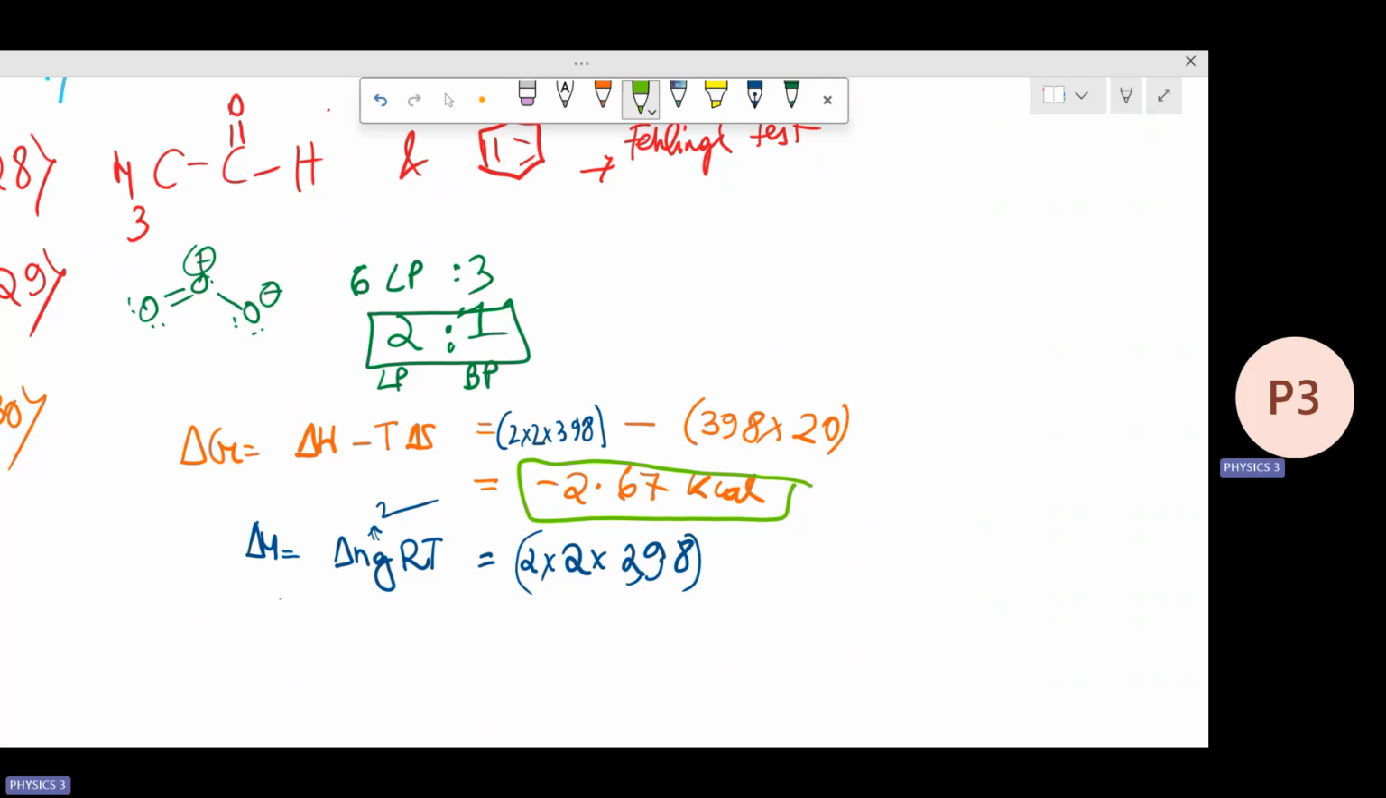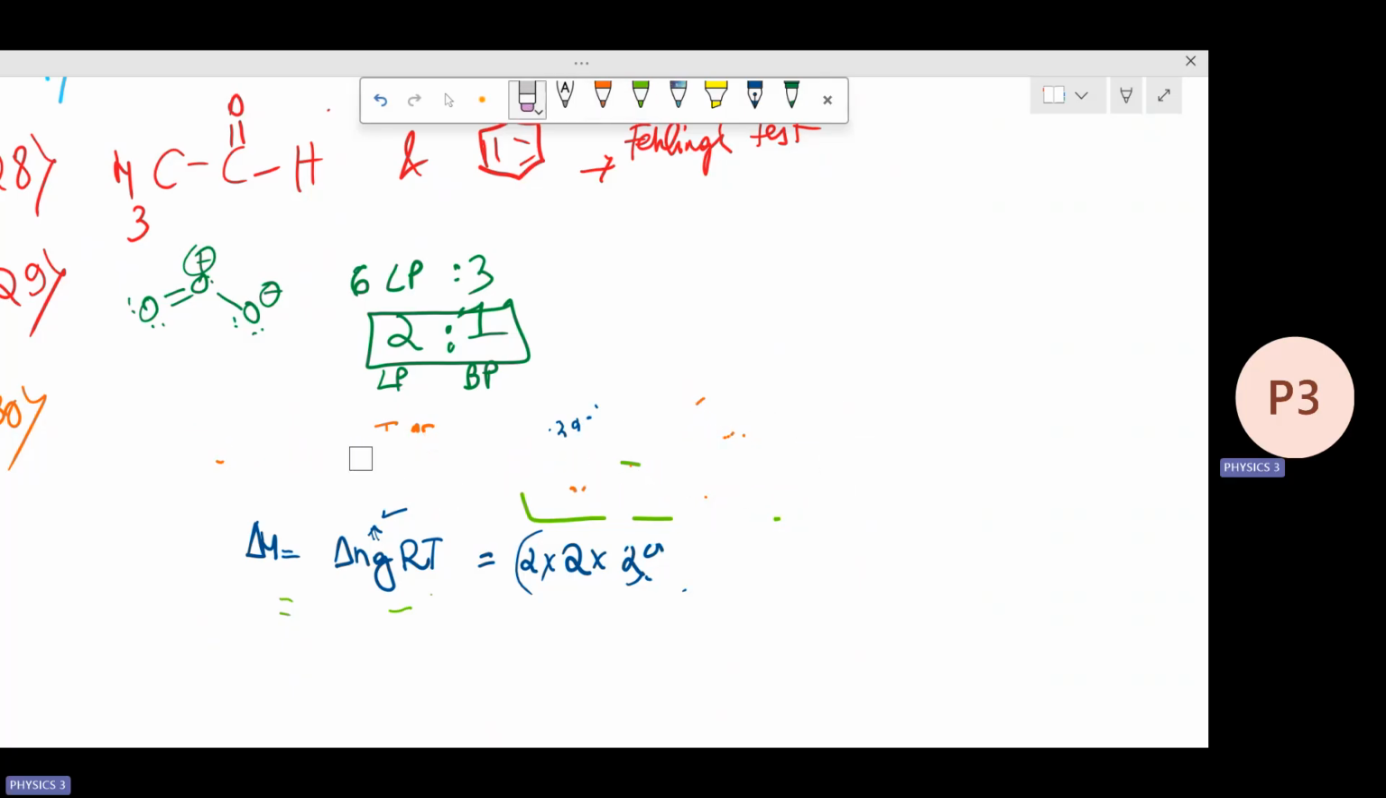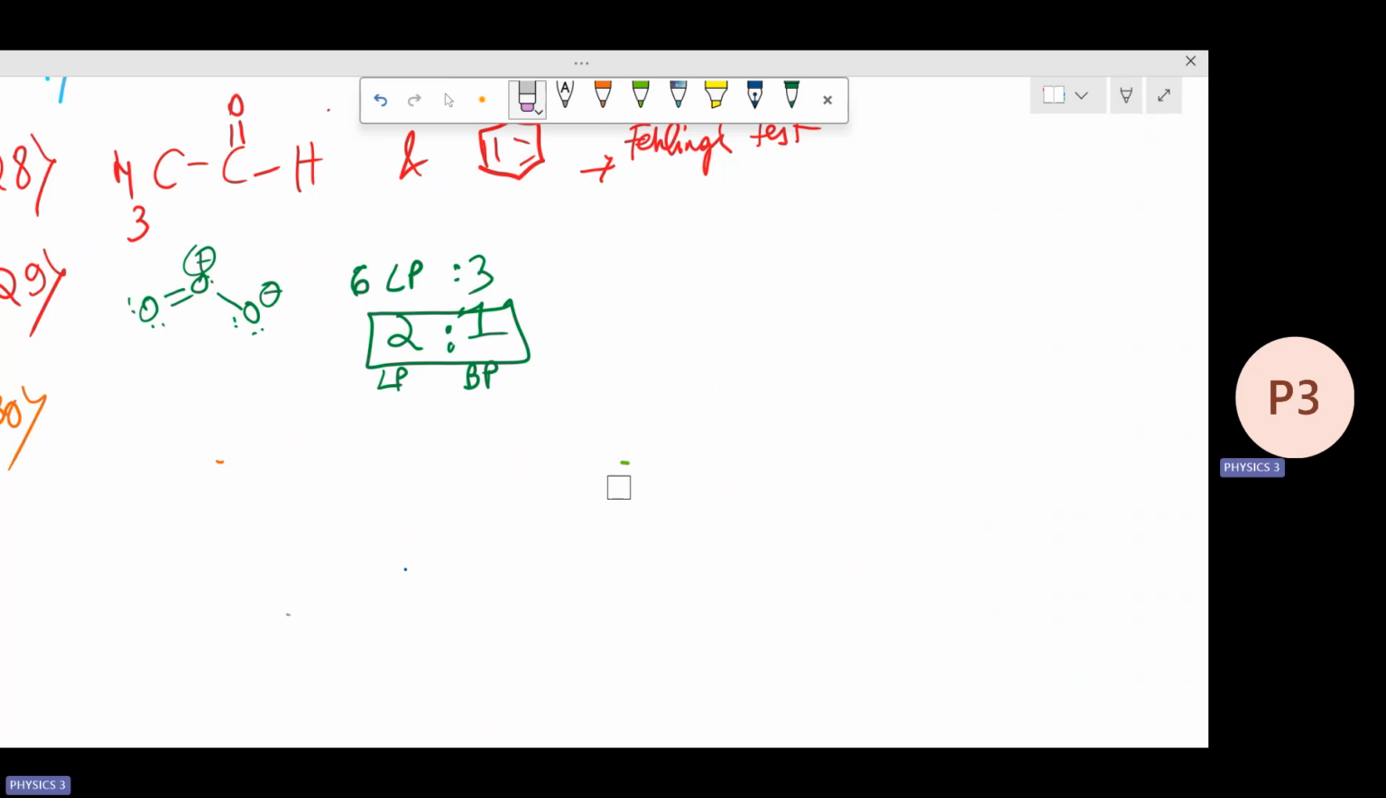Here delta NG minus, wait, we will do it freshly again. I'm getting tangled over here. It is becoming very nasty, so we'll be doing it from the beginning. Sure, I will explain delta H from the beginning.